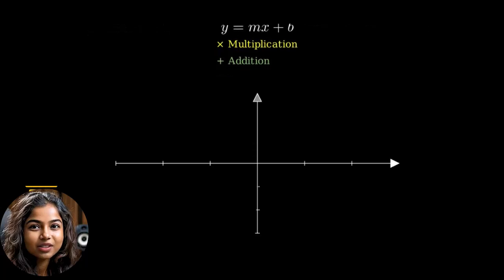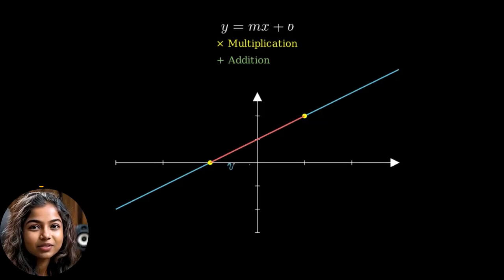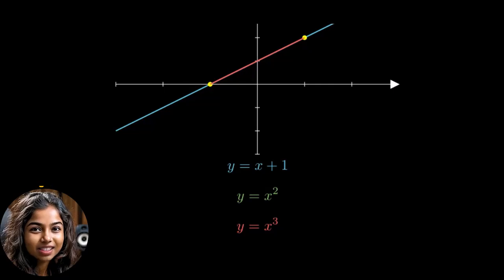When we graph a linear equation, we get a straight line. If we pick any point on this line and another point, the rate of change between these points remains constant. This consistent behavior is what makes linear equations simple to work with. In contrast, let's look at other types of equations that are not considered simple.